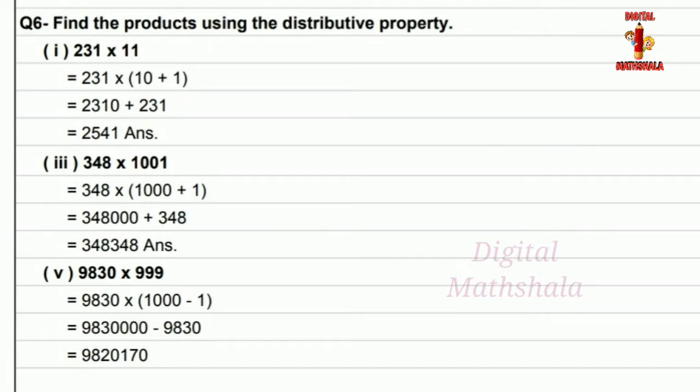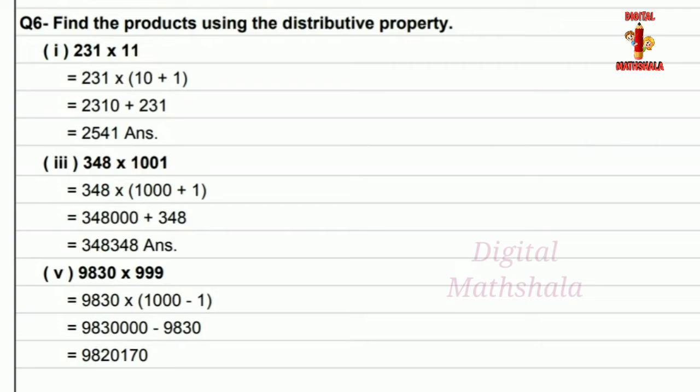Now question number 6, find the product using the distributive property. In the first part, two numbers are given, 281 multiply 11. So as you know, in the distributive property, one number multiplies with the bracket, and inside the bracket two numbers should be there which are in a particular operation, that is addition or subtraction. Here it is an addition.